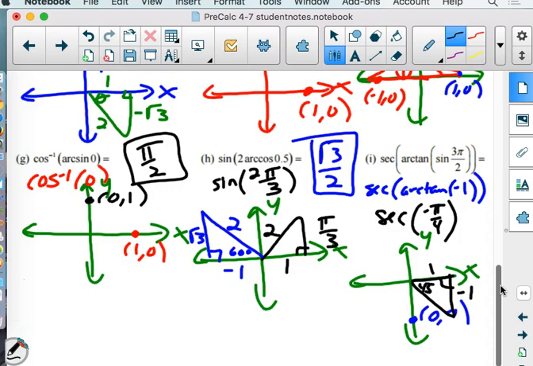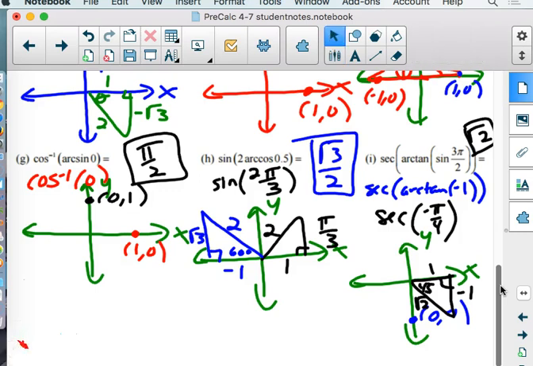So now we're supposed to tell them the secant of negative pi over 4. Oh, that's not so bad. We already have the triangle drawn. All we need is the hypotenuse. What's the hypotenuse? Square root of 2. Okay, think through it. What do you flip to get secant? Cosine. So we're going to need hypotenuse over adjacent. So what's it going to be? Right there.